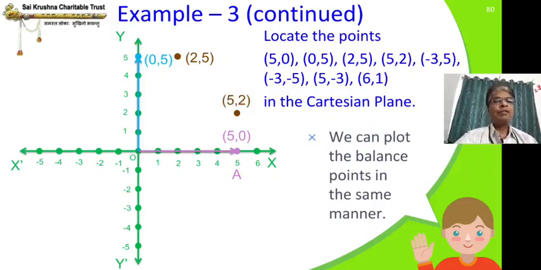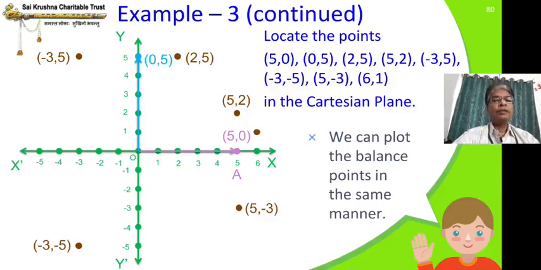Next point is (-3, 5). Since it is negative, positive, it is the second quadrant. So 3 units on the left hand side from y axis and 5 units above from x axis. Next, (-3, -5), third quadrant, because both are negative, same 3, 5. (5, -3) is in the fourth quadrant, positive, negative. You can cross check with what you have written in your notebook. (6, 1) again first quadrant. So all are simple.